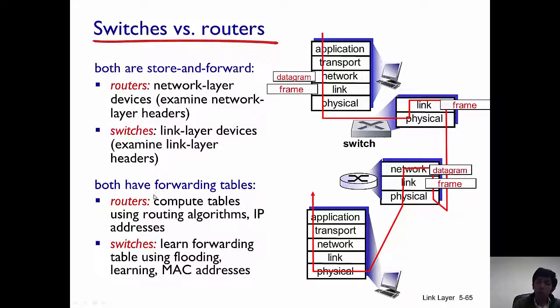Next, both switches and routers have forwarding tables. However, routers compute their tables using routing algorithms and IP addresses. Switches, on the other hand, use MAC addresses and they populate the forwarding table via self-learning. With this, I'll conclude this lecture.